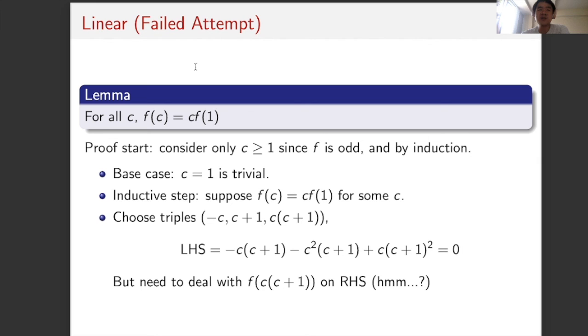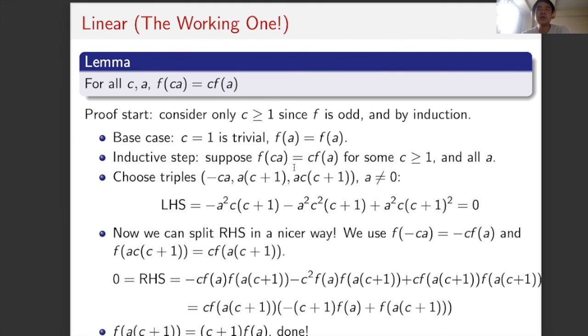So as per most of the arguments, we will try to use induction. Well, we can also only consider C that is greater or equal to 1, because we have already shown that f is odd. So the base case C equals to 1 is trivial. And then we have this inductive step, and then we try to choose triples minus C, C plus 1, and C times C plus 1, such that the left-hand side is 0. Now notice the problem over here, where we have to deal with f of c times c plus 1, which we do not know how to do because all we have is f of 1 all the way up to c. So how do we do that?